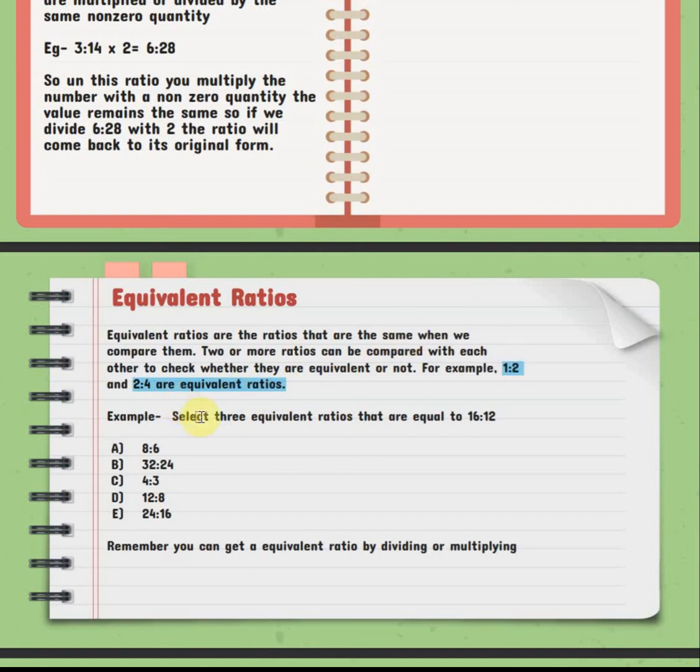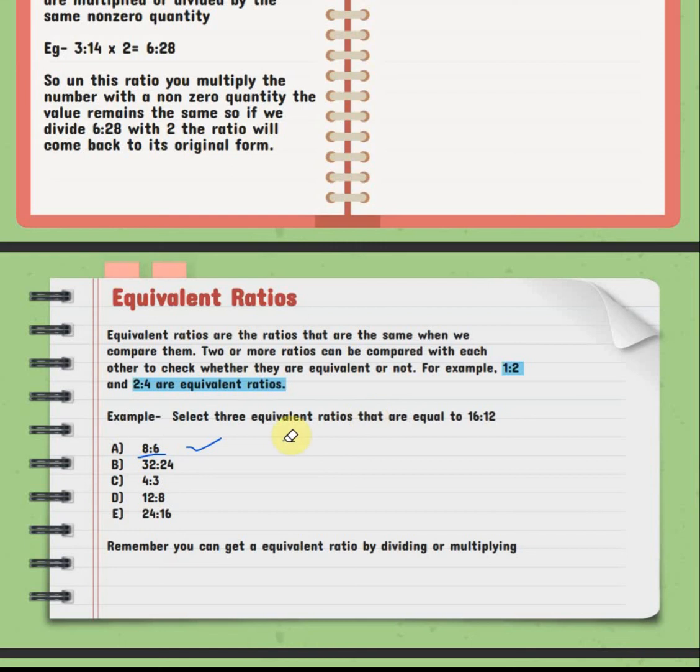Now let's see an example. Select the 3 equivalent ratios that are equal to 16:12. Now as you can see, 8:6 is equivalent. Why? Let's see. Because if you divide both of them by 2, they come as their equivalent form, and if you multiply them by 2 back, they come to the original form. So yes, these are equivalent.